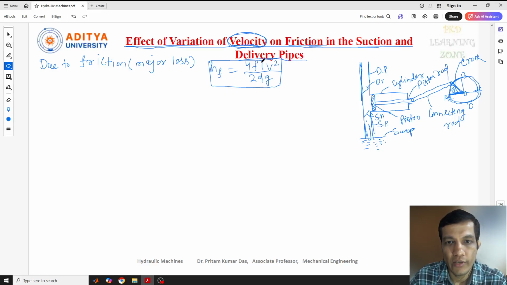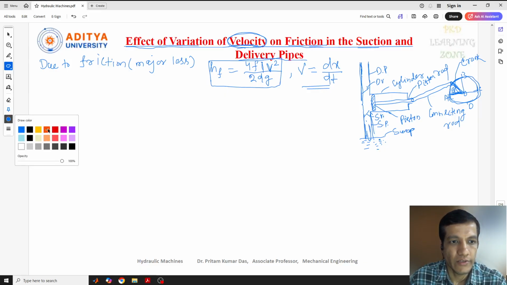Now if you see this 4fLv squared, this velocity we need to consider from the reciprocating pump. That's why I have shown you this diagram. We know the velocity equation: how much distance is traveled with respect to time, so dx by dt we can write. Here dx is nothing but how much distance is traveled. Let me change this color so that you can see this one.